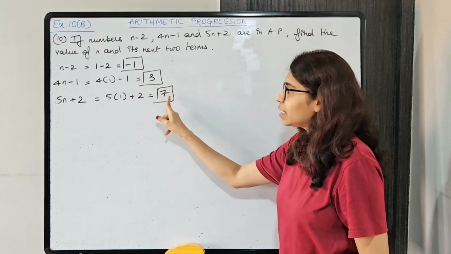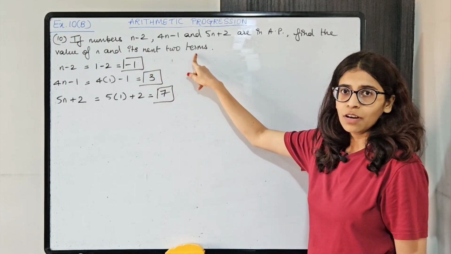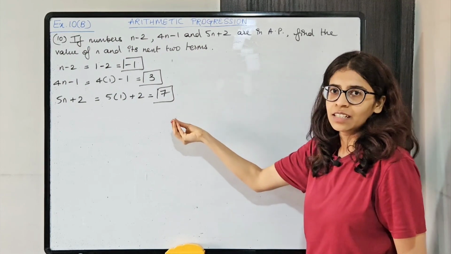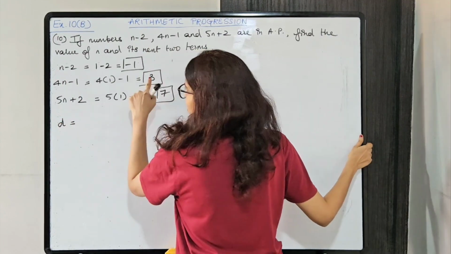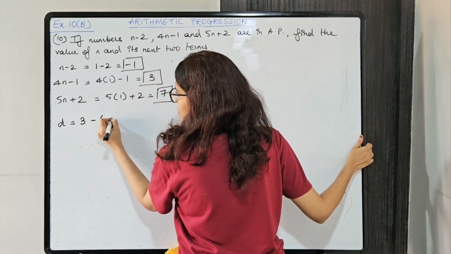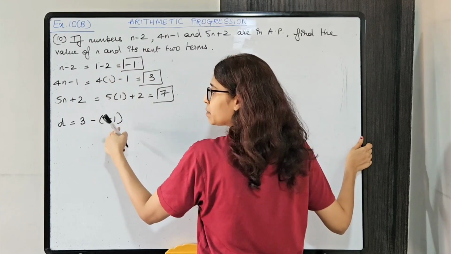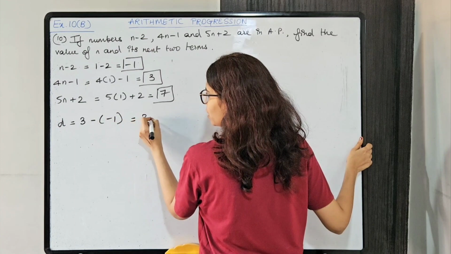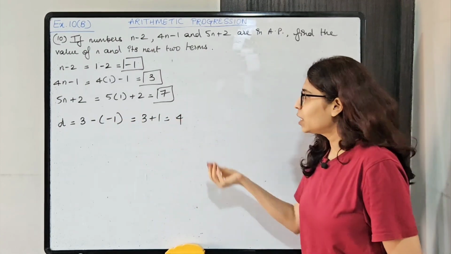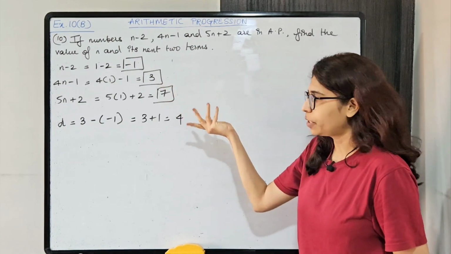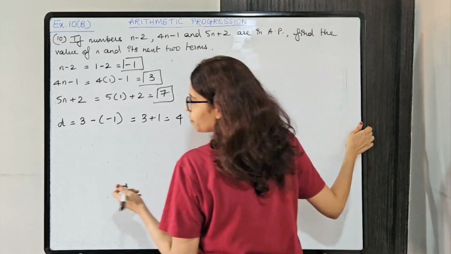We know three consecutive terms of AP. We can easily find out the next two terms. For that, we need D. Common difference चाहिए. That's it. So common difference is 3 minus minus 1. Okay, be very careful. अब 3 minus 1 नहीं होगा, 3 minus minus 1, minus minus plus हो जाएगा, that gives 4. So common difference is 4. You can consider 7 minus 3 also, it is 4. Okay, so we know the common difference, we can easily find out the next two terms.